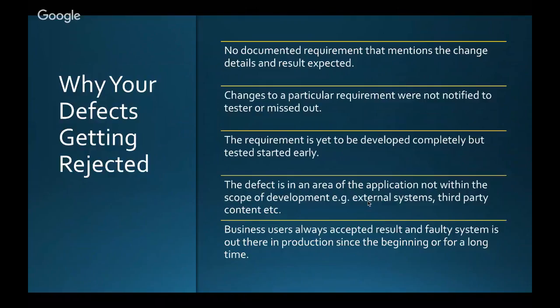Reason two: changes to a particular environment or a particular requirement were not notified to the tester or were missed out. Again, in agile or extreme programming cases, this is very common. Things being dynamic and moving at a very fast pace, changes keep on happening. Changes to the infrastructure, the architecture, the implementation, the test environment, the data, the business logic. It keeps on taking place. Even now, on a day-to-day basis, whenever I'm testing any project or product, it keeps on happening, and we have to keep a tab on it, right?